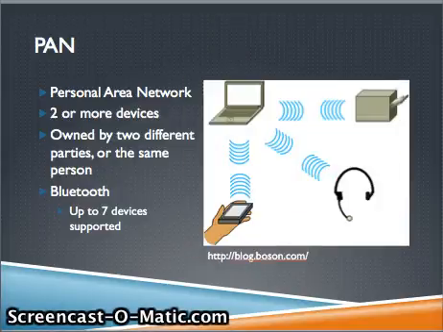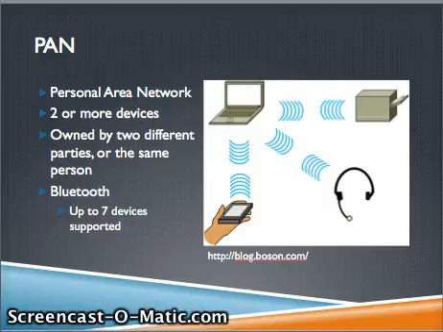A personal area network, called PAN, is usually wireless when needed to communicate between two or more devices. PAN networks can be used between devices owned by two different parties or between two devices owned by one person, such as a PDA and a laptop or mobile phone. These networks are usually characterized as short range and often limited to 10 meters or less in range. An example of PAN technology is Bluetooth wireless networking.